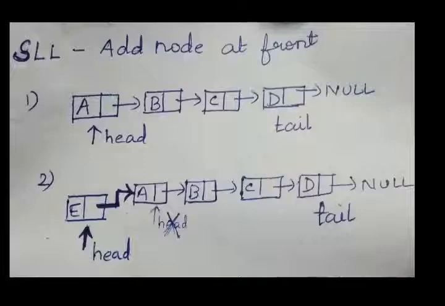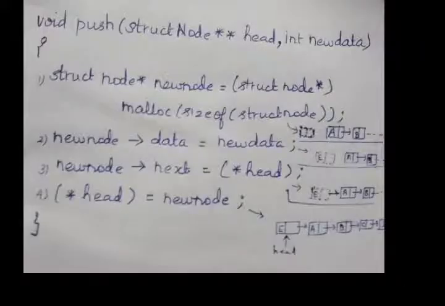First, I need to create memory for the new node using the dynamic memory allocation malloc function, which we'll see later. Second, I have to mention what value I am going to insert. In this diagram, E is the value. Third, I have to create a link between the newly created node E and the head node A. Fourth, I have to make the new node that I have created the head node. So these are the 4 steps I need to follow. Okay, we shall see how to write the code for this.